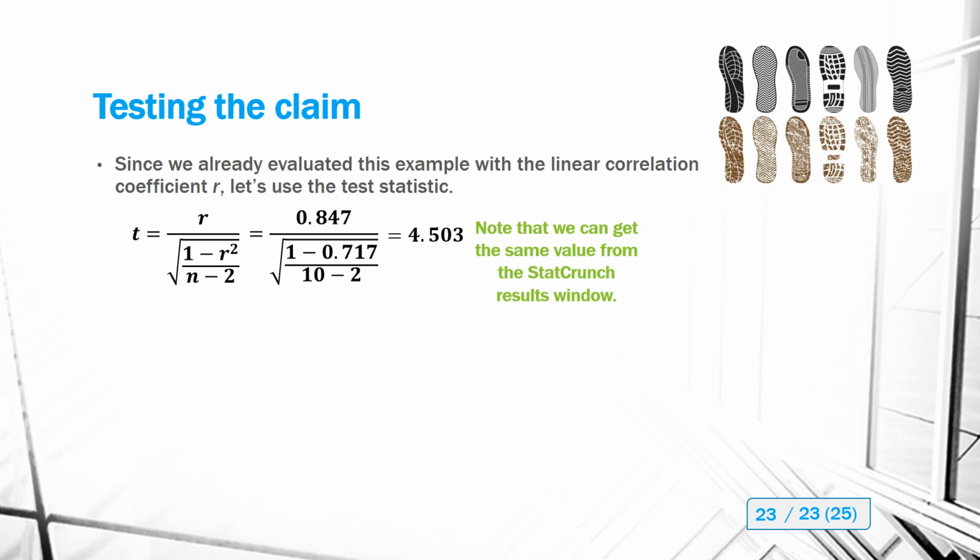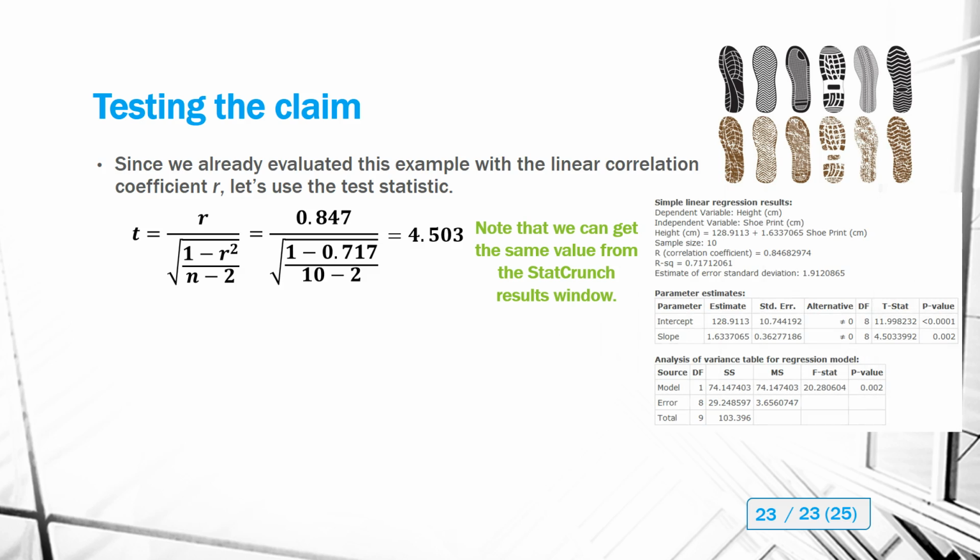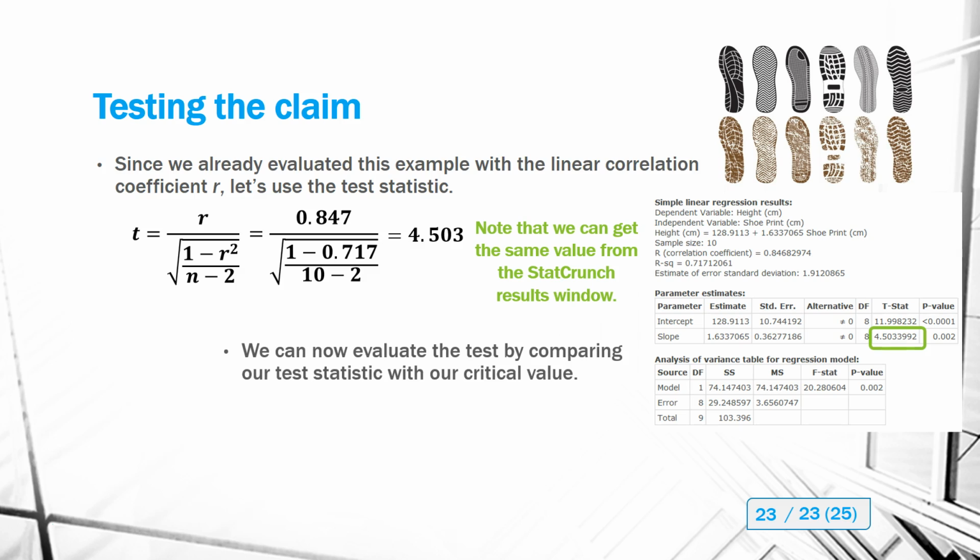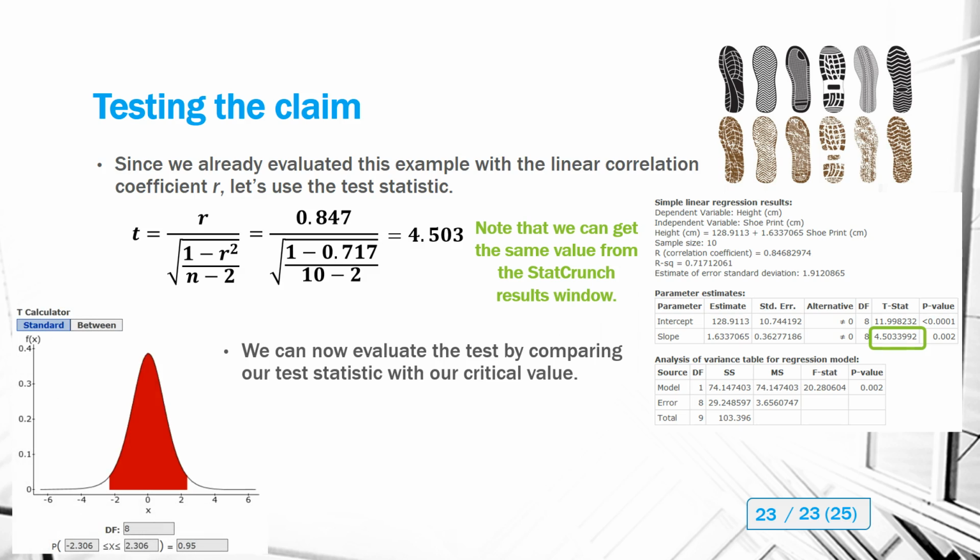If we just go back to our results window that we had previously, the test statistic is located right here next to the p-value. Notice it's the same number that we get with the old school calculation. This is our test statistic. Now we can evaluate by comparing this test statistic with our critical value from the t-distribution. So going back to our t-distribution, we find our critical value is plus or minus 2.306.